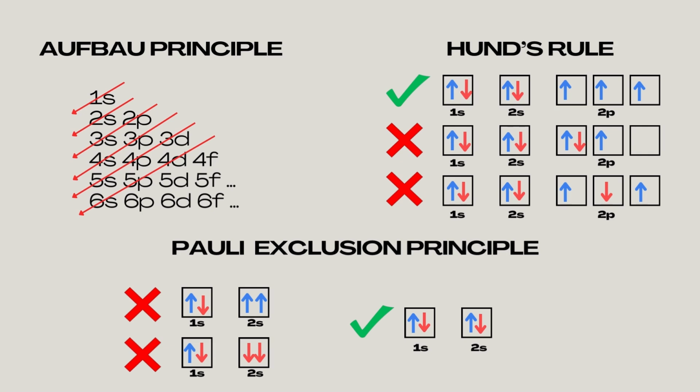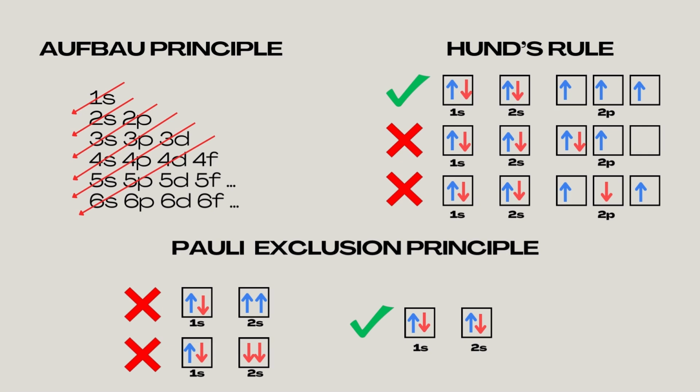The Pauli exclusion principle says that no two electrons can have the same set of 4 quantum numbers, meaning an orbital can hold only 2 electrons with opposite spins. This is shown at the bottom of this page, with arrows representing the spin of the electrons in the boxes. You can see that the electrons cannot be spinning the same way.